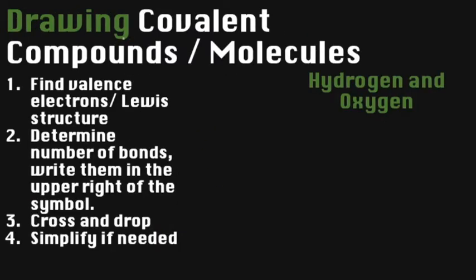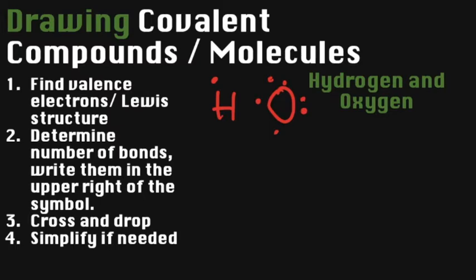Well, what we're going to do today is I'm going to teach you how to draw out covalent compounds. So for example, I will give you 2 elements, and I'll ask you, if they were to form covalent bonds, how many of them would need to combine in order for them to all be satisfied? So let's take hydrogen and oxygen as an example. The first thing you'll want to do is find the number of valence electrons, or draw the Lewis structure. That's pretty much the same thing. Hydrogen we know has 1 valence electron. Oxygen, when you look, has 6.